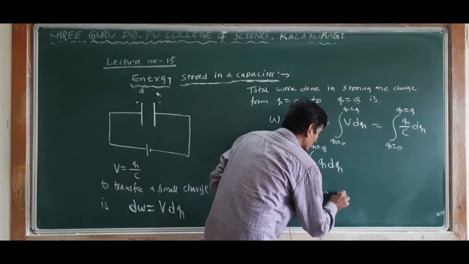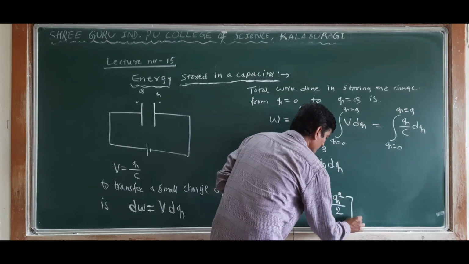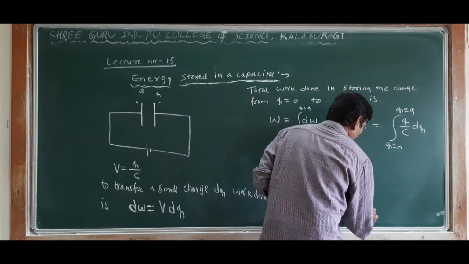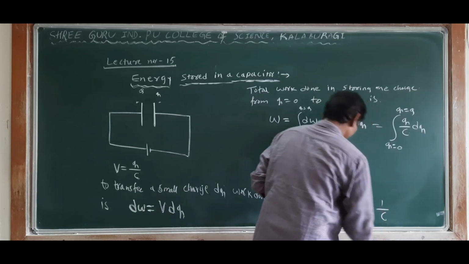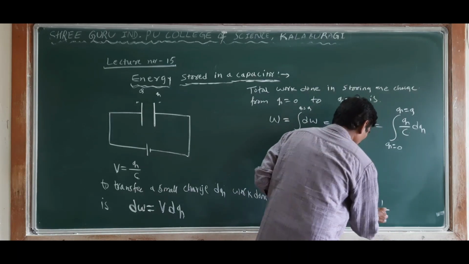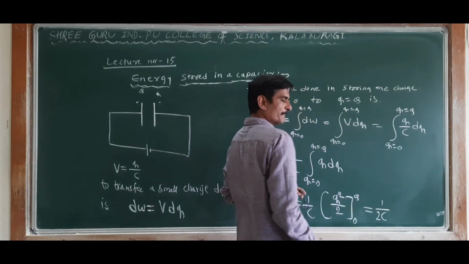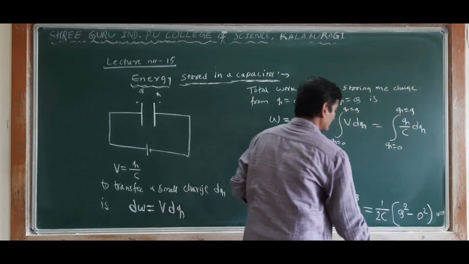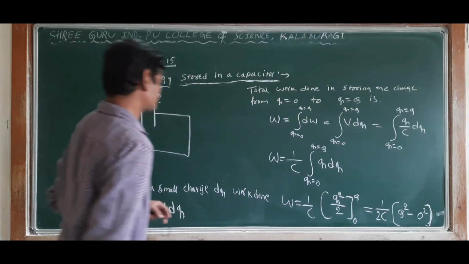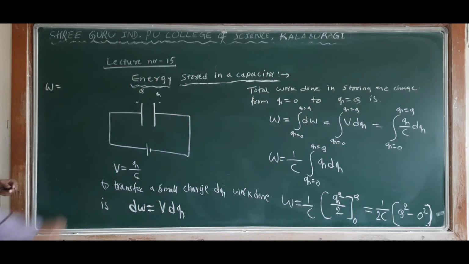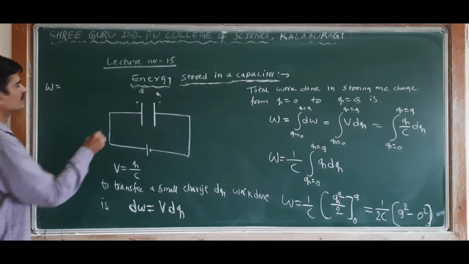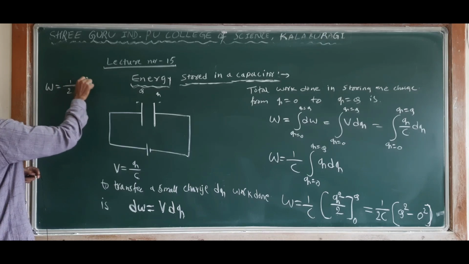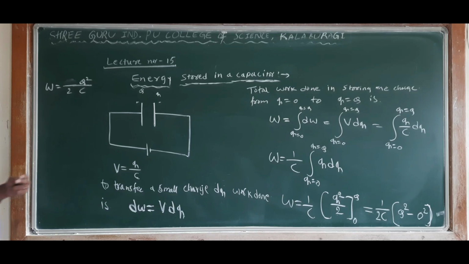Integration of q dq comes out to be q square divided by 2, from 0 to capital Q. Lower limit is 0, upper limit is capital Q. So on substituting the limits, it is 1 by 2C, taking 2 common. First upper limit minus lower limit, that is q square minus 0 square. So on simplification, you will get W is equal to q square divided by 2C. So this is the total work done.